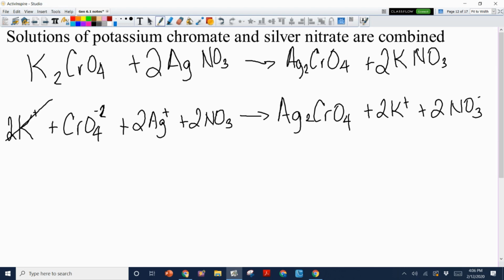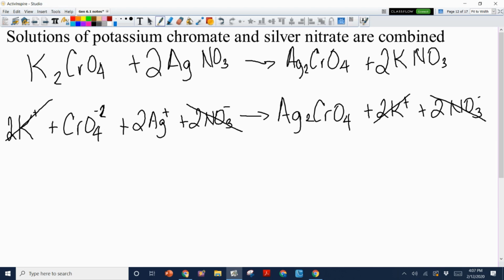Well, I've got 2 K ions here, 2 potassium ions here. There's not a chromate ion on the right-hand side. Silver, there's not silvers on the right-hand side, but we do have 2 NO3 here. So I forgot my negative, and 2 NO3 here. All right, so potassium and nitrate are your spectator ions.